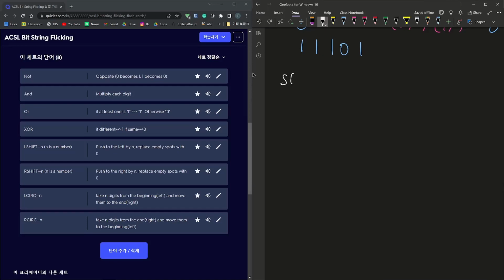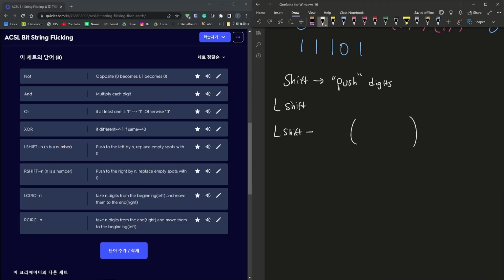Shift is essentially you push the numbers, digits. This is a very informal definition that I came up with because of the way that shift functions work. So let's look at L shift first. L shift is going to come in the form of L shift, dash or hyphen, some kind of number, and then the binary number here.